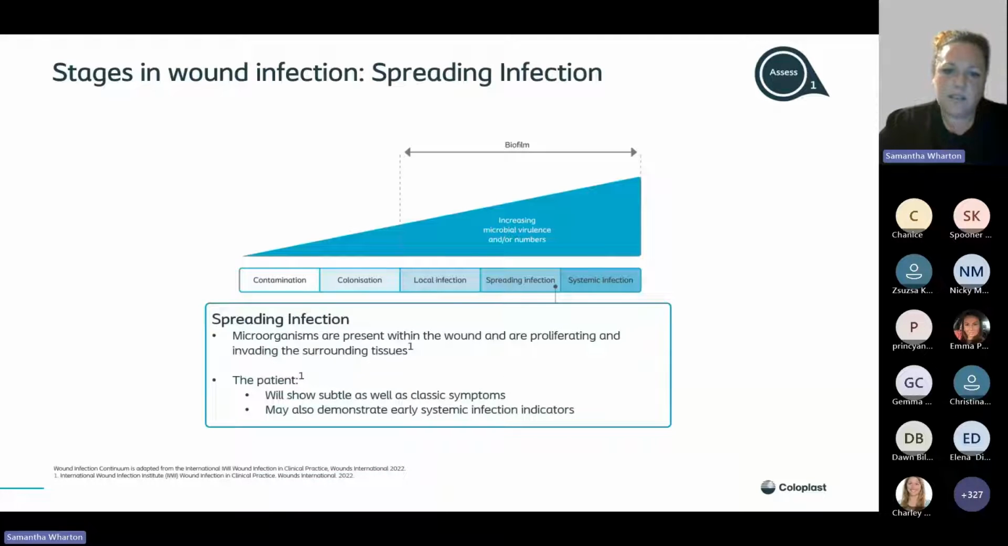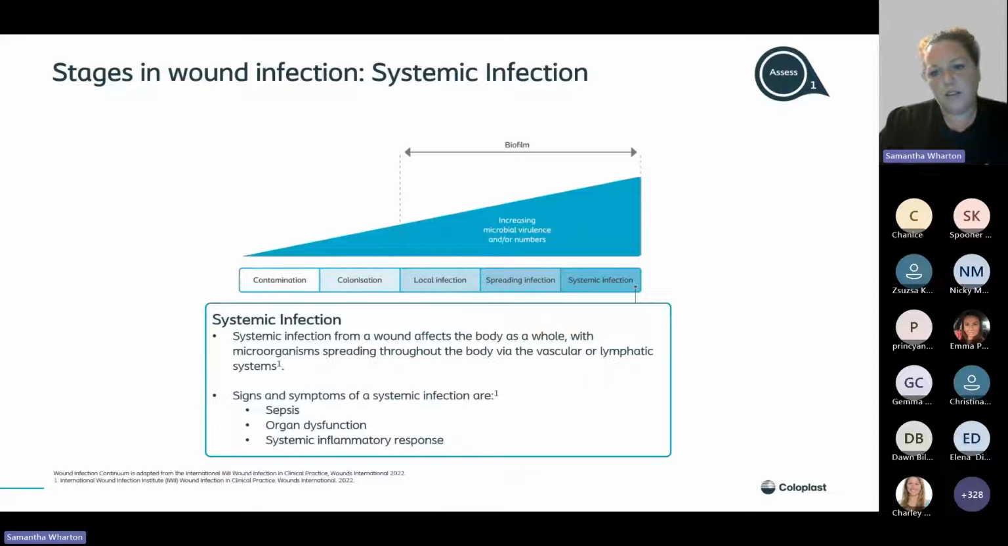Then we're moving on to spreading infection. This is where the microorganisms are present within the wound, and they're proliferating and invading the surrounding tissues. So it's going beyond that 2 centimetres of the wound edge, it's spreading out. The patient will show those subtle and classic signs and symptoms of localised infection, but they will also demonstrate early systemic infection indicators. And then we go on to systemic infection. This is really where the patient's at really high risk of being really unwell and potentially dying if they don't get the most appropriate treatment at this point.